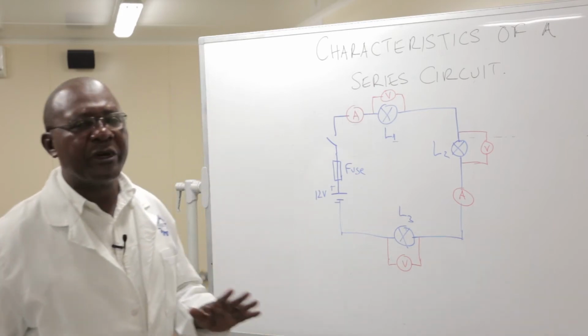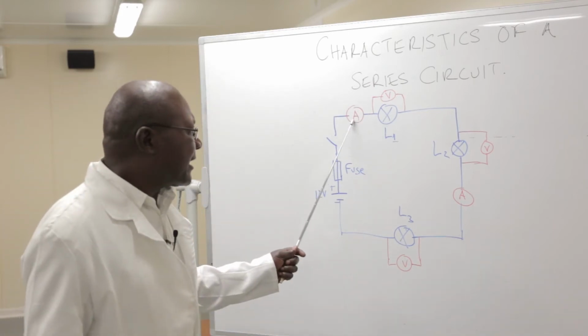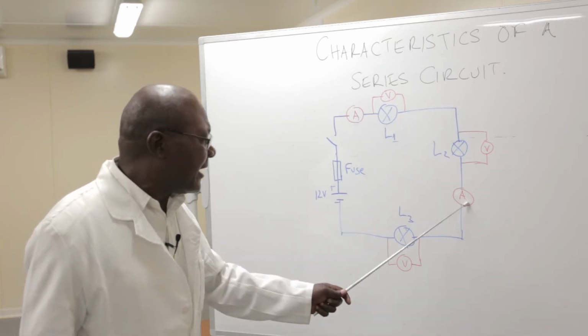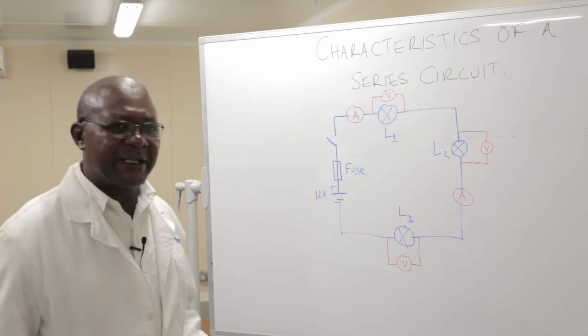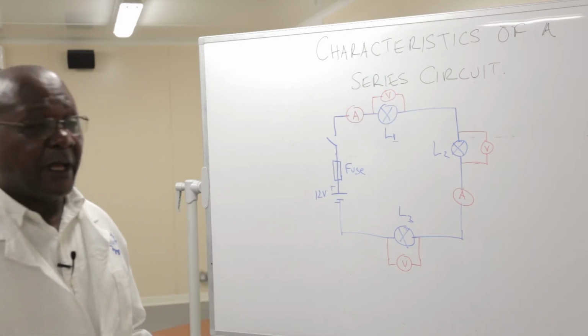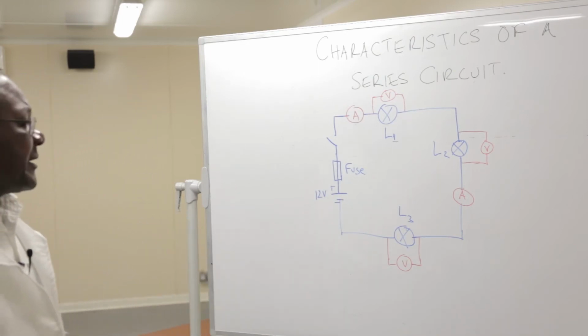But the current will remain the same. The current at source, the current there, the current there, the current there will remain the same. Those are the major characteristics of the series circuit.